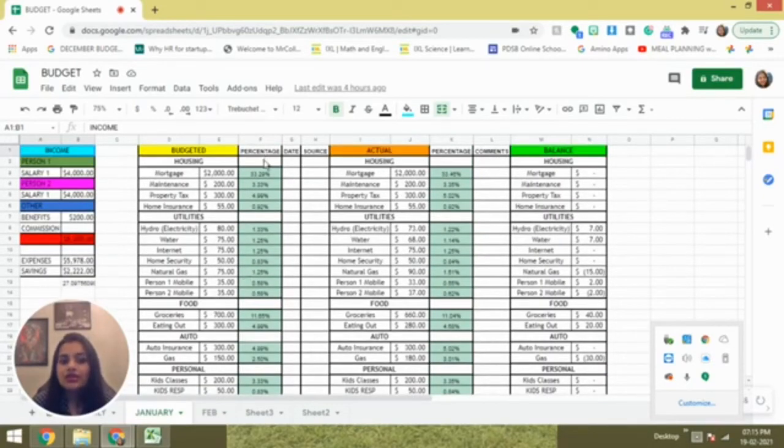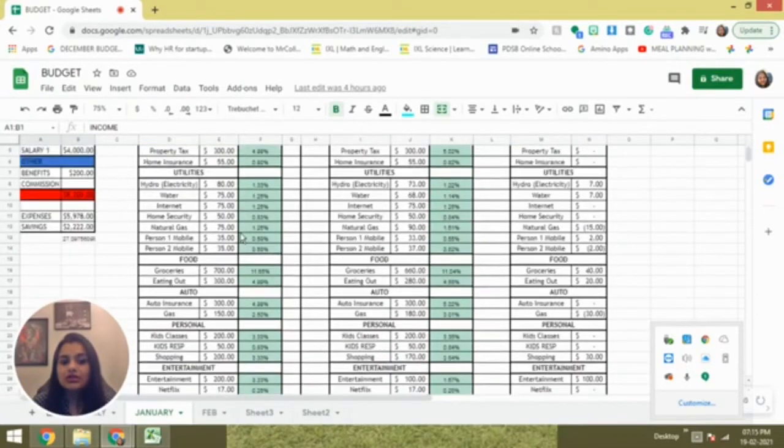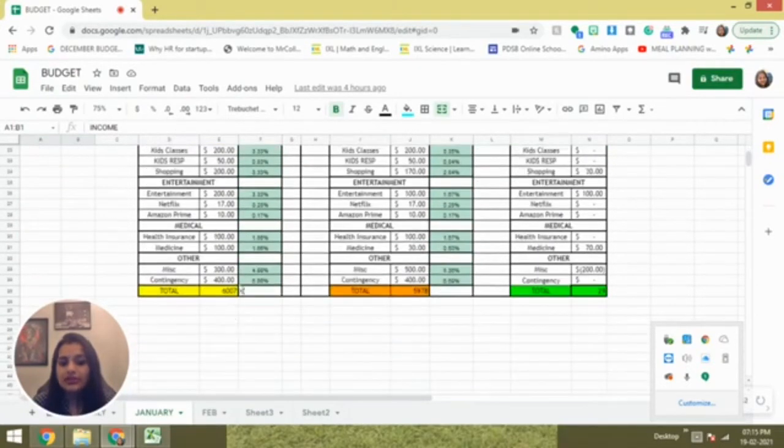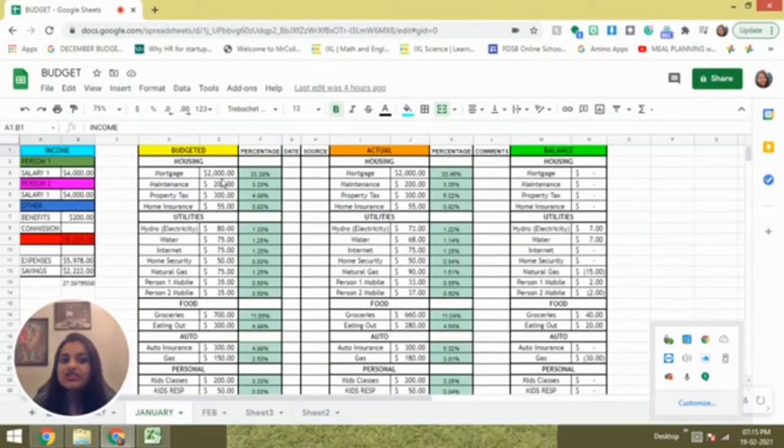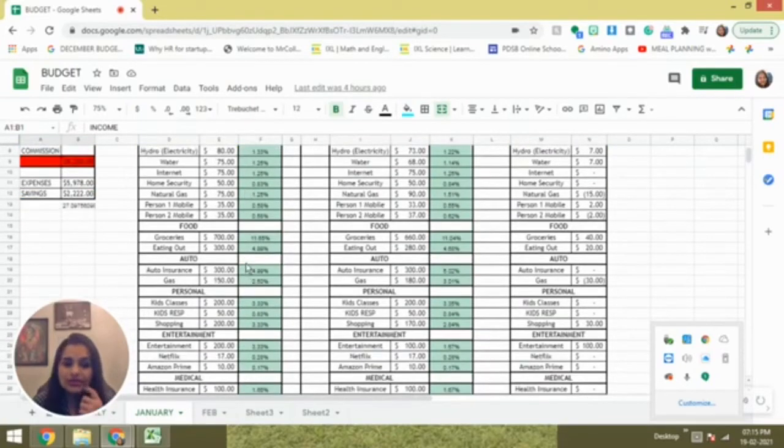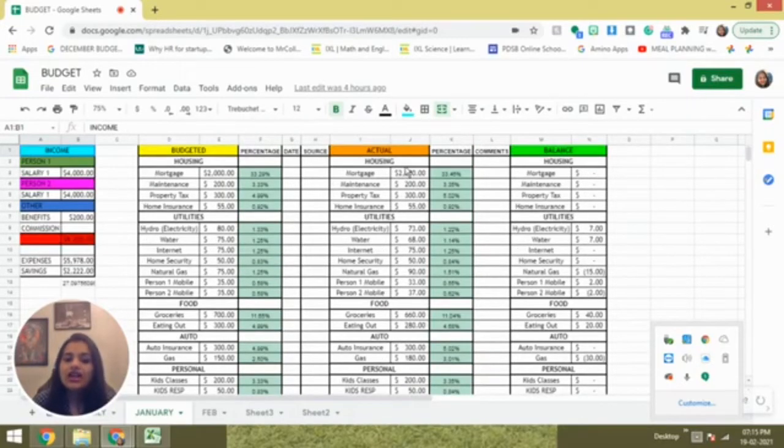I've also put in percentages. So this is the total expense I'm planning to spend, out of which 33% is my mortgage. Based on that, I've calculated all the percentages so you can come to know how much you are at. Before proceeding to the expenses, let me give you a couple of tips which I want to let you know.